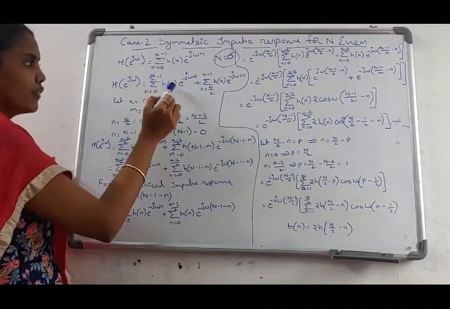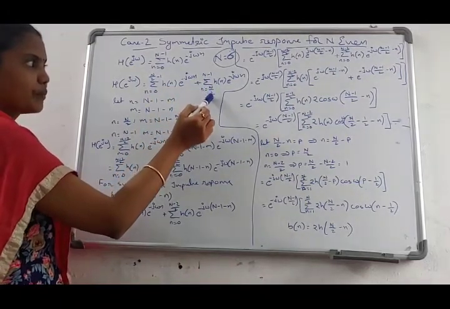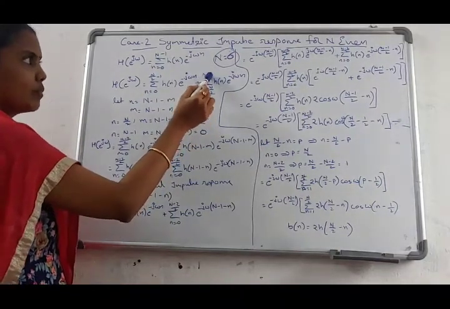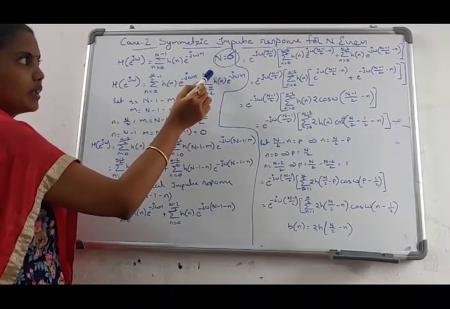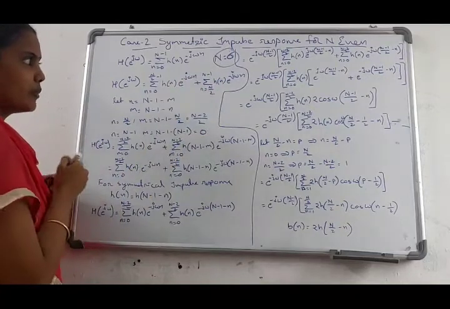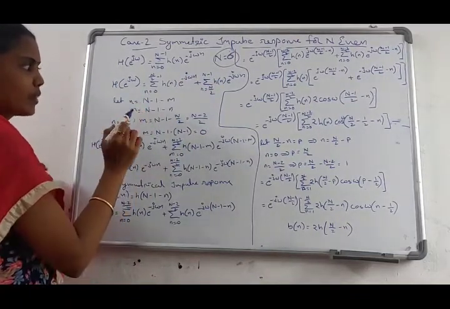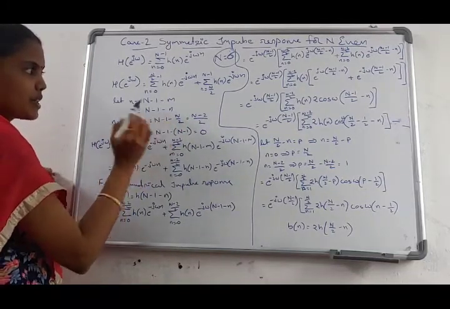Okay. h of n e power minus j omega n, plus summation n is equal to N by 2 to N minus 1. N is 6, 6 by 2 means 3, to N minus 1, 6 minus 1, 5. h of n e power minus j omega n. Let m is equal to N minus 1 minus n.